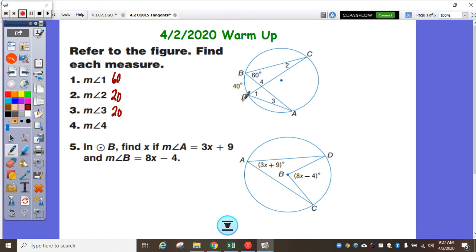And so if angle 2 is 20 degrees, then we could see here that if this was 20 and this was 60, angle 4 would be 100 degrees, because we add the 60 and 20, which gives us 80 for a triangle. Subtract from 180 degrees, and this is going to be 100 degrees.